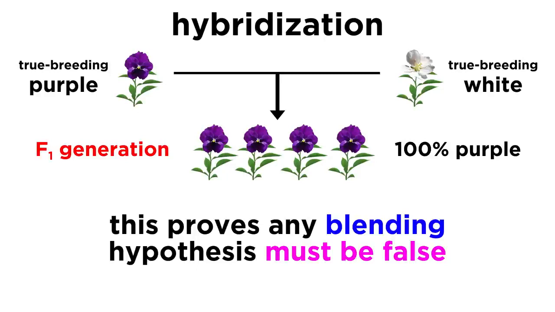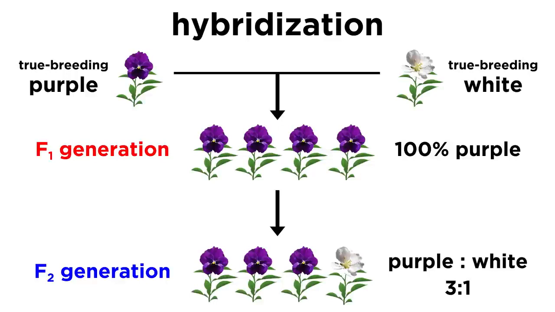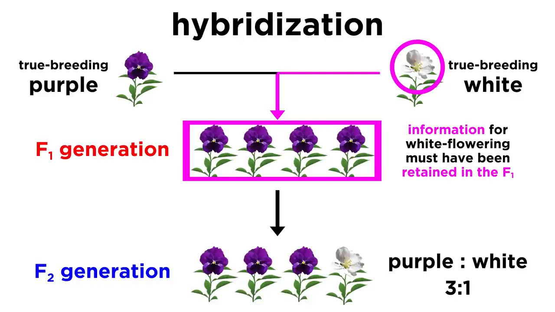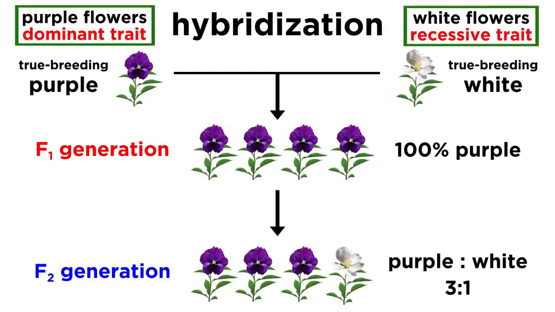But even more perplexing is that if the F1 generation is allowed to self-pollinate, the F2 generation gives plants that are both purple and white in roughly a 3-to-1 ratio. This strongly supports what we now refer to as the gene theory, because it means that somewhere in the F1 plants there must have been some kind of information pertaining to white flowers that was not lost and was expressed later with the F2 plants. This white flowering gene must simply have been hidden or silenced in the F1 plants. We can therefore refer to purple flowers as the dominant trait and white flowers as the recessive trait.